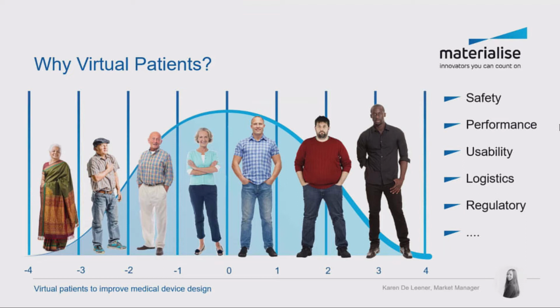We see that a good understanding of the target anatomy and how it varies in the population can be helpful for many aspects of device design. A thorough understanding of the anatomy can lead to safer, better performing devices. It can also improve the usability for the physician. If you understand the anatomical variability, you can optimize logistics. And of course, last but not least, a better characterization of the anatomy can speed up regulatory approval.